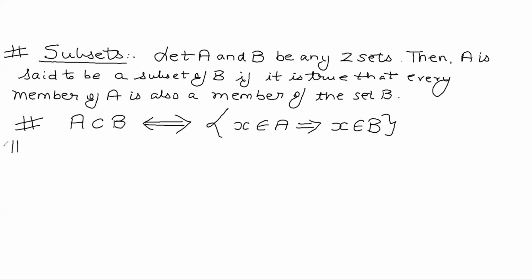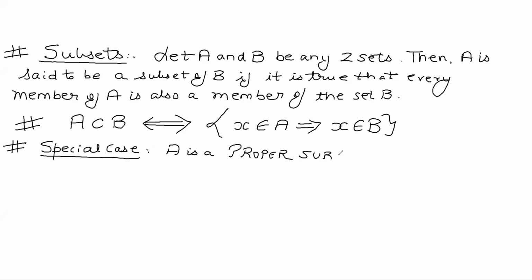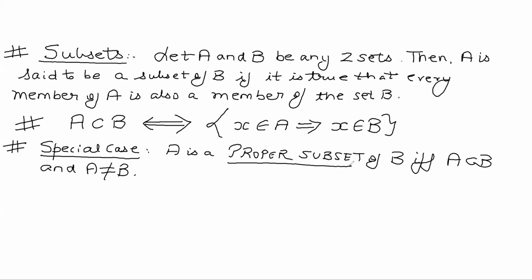And a special case we have: A is a proper subset of B if and only if A is a subset of B and A is not equal to B. So A is a proper subset of B if all elements of A lie within B, but A is not equal to B. Now look at the Venn diagram for this.